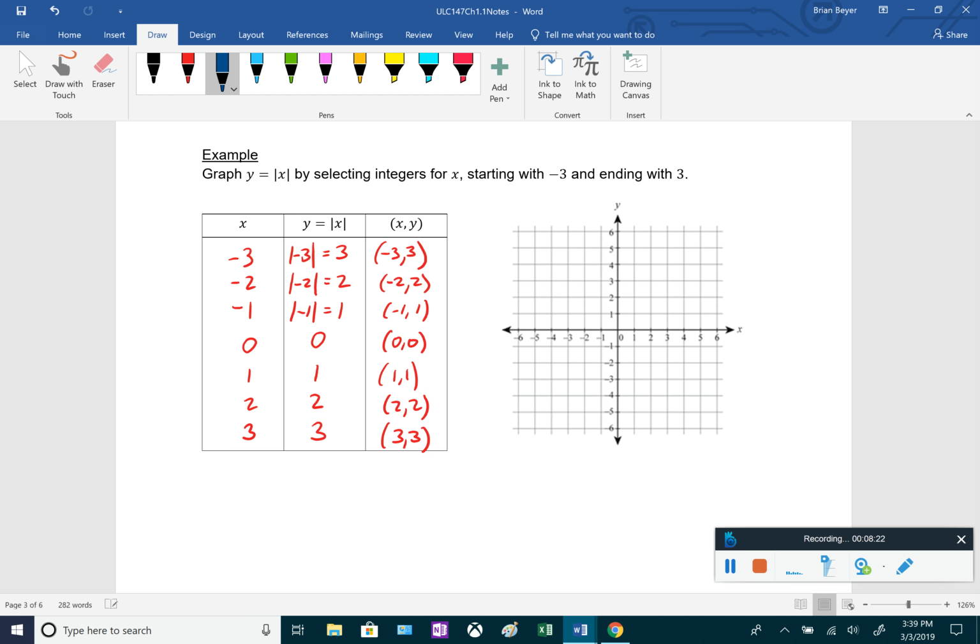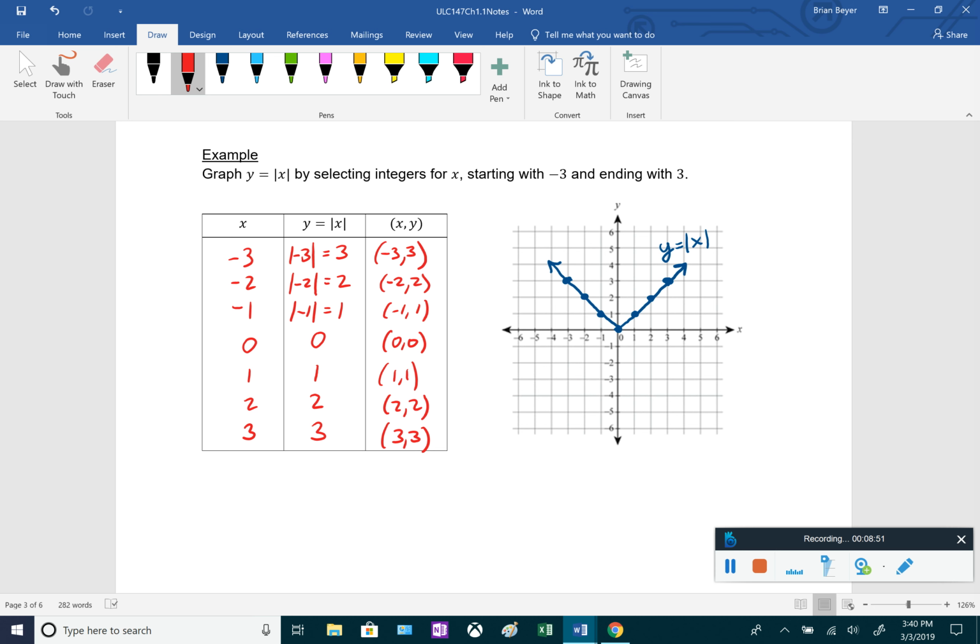So now we're going to plot all of these points and see what we get. -3, 3 is up here, -2, 2, -1, 1, 0, 0, 1, 1, 2, 2, 3, 3. And then connecting these, we end up getting this. So this is y equals the absolute value of x. You can see that this one was more linear. The other one was kind of a rounded curve.